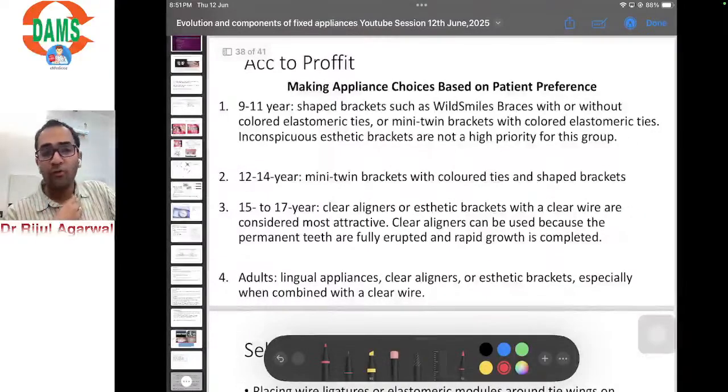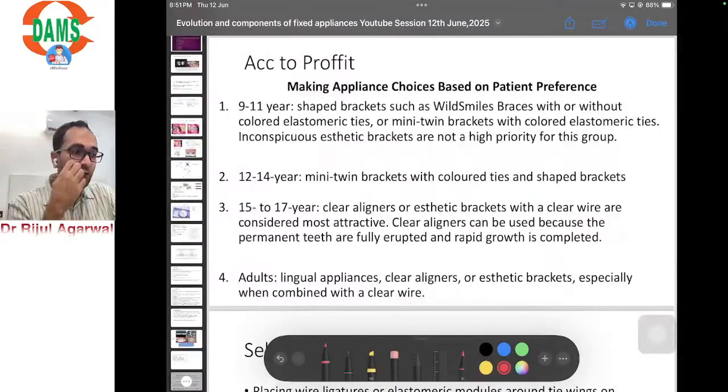So according to Proffit, he said that certain types of brackets are to be used at certain ages and certain types of treatment prescribed accordingly, which is thrown away, not used, not taken care of in the Indian market. Whatever the patient demands, the doctor gives.